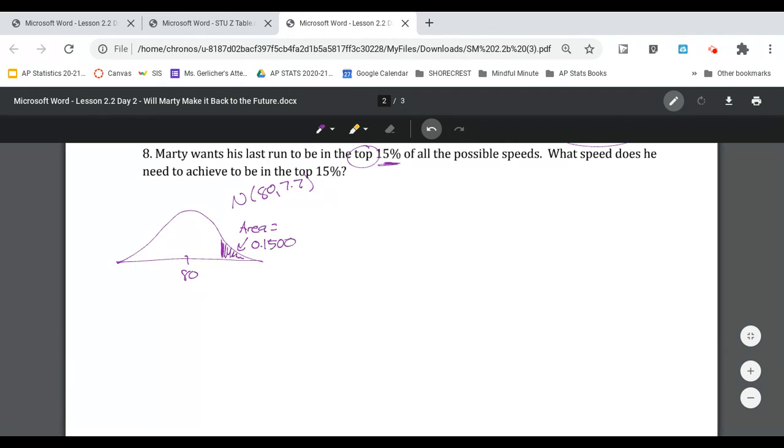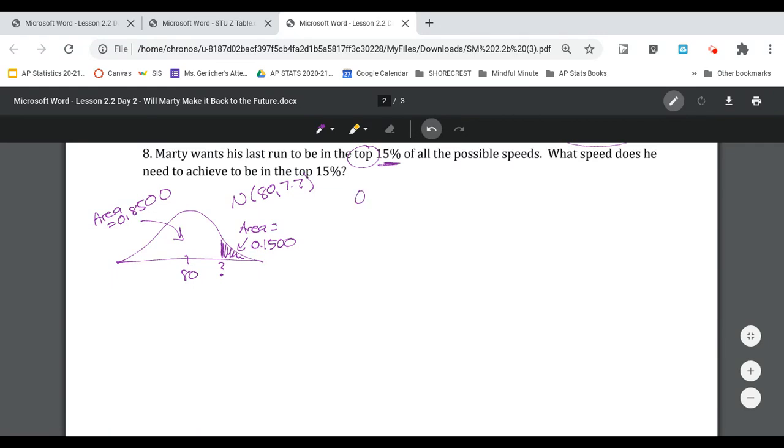Now, looking ahead, we're going to have to look up a percentile in table A, and percentiles are everything below a value to the left, not to the right. So we care what the other area is here. So 1 minus 0.1500 is 0.8500. If there's 15% above, then there's 85% below. And this cutoff here, this is what we're looking for. We want to know what's the value on our original graph that is that cutoff.